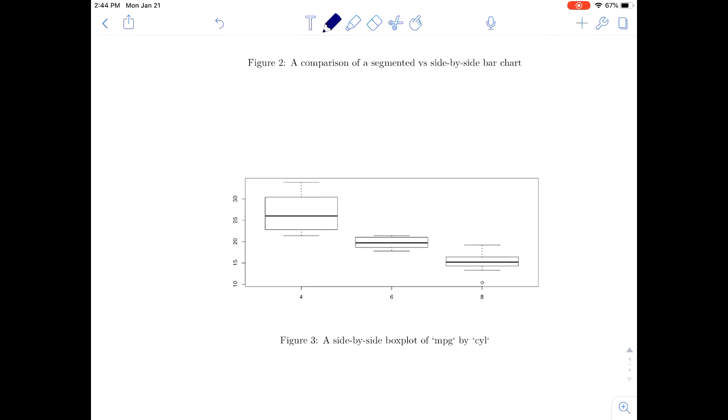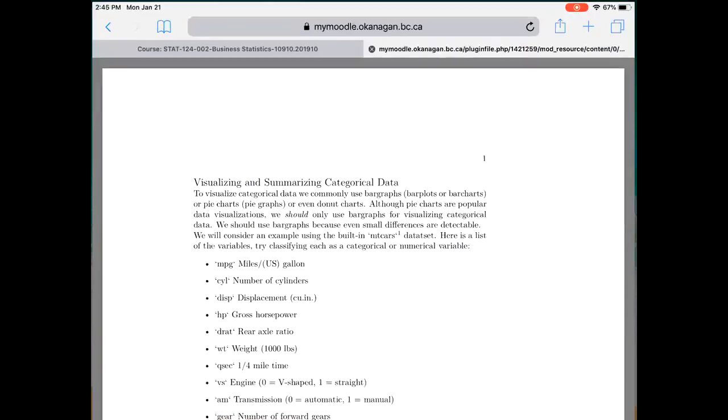So that is chapter one in a nutshell. You should have everything that you need to do assignment one. Remember, it's due on Wednesday, in class, at the beginning of class, in fact. All right, let me just grab the chapter two notes from Moodle here.